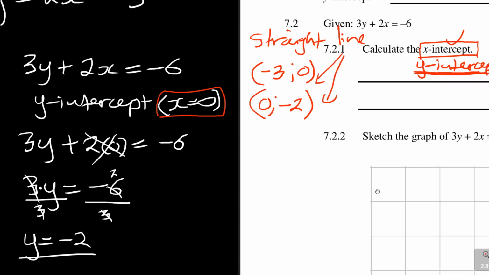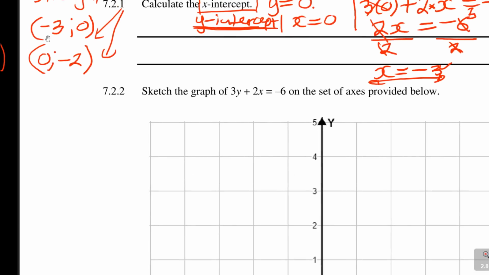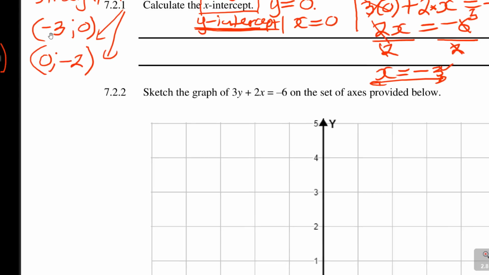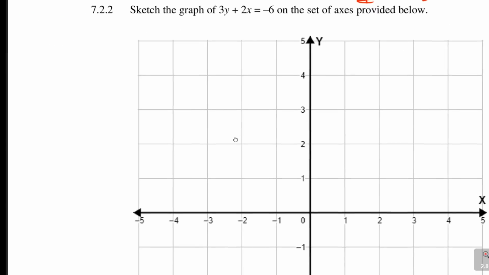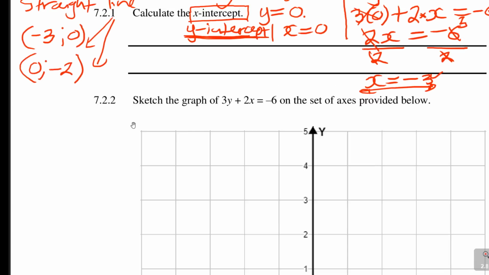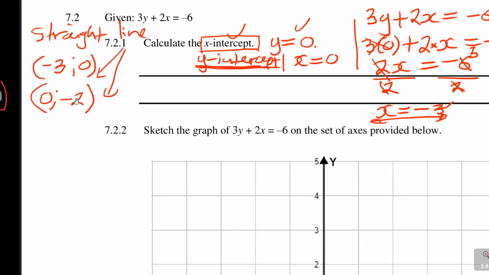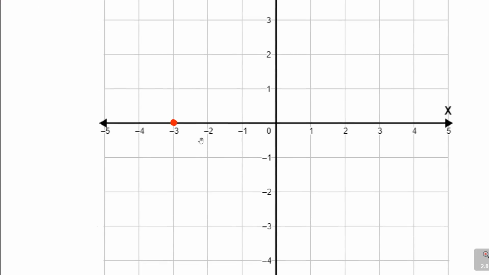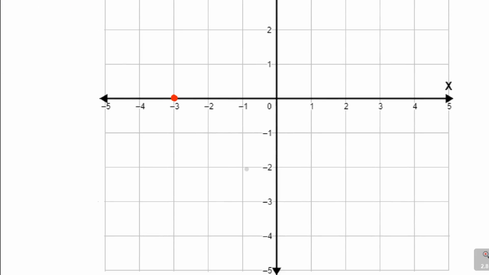That's what you need here. Here, for this, that's what you need. So you need to sketch minus 3, 0. So where is x equal to minus 3? Here. See? And y is 0. There it is. Then you look for another point. Where is x is 0 and y is minus 2? There. X is 0 and y is minus 2. Those are the 2 points.